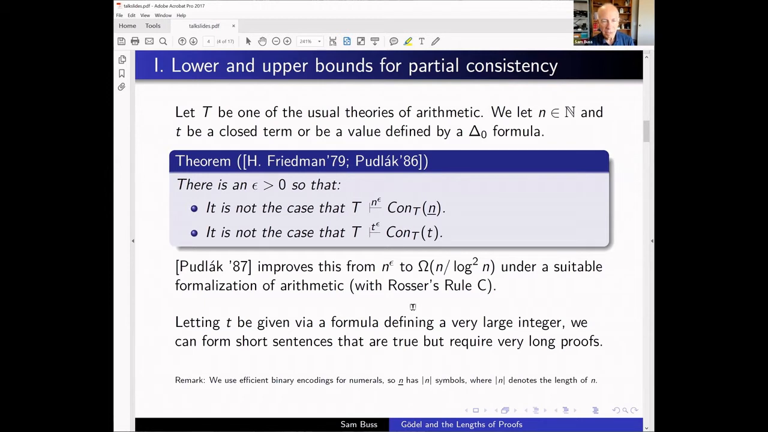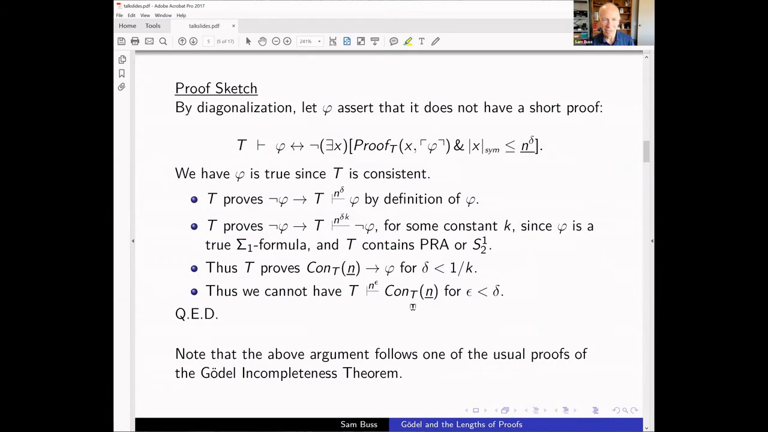Okay, so why am I introducing this in the context of Gödel's and lengths of proofs? Because this uses just a classic Gödel method of self-referentiality, saying we get a phi that says it does not have a short proof, and then we show that in fact phi doesn't have a short proof, and then we use that to show that con t of n doesn't have a short proof. We already saw this kind of argument in Sergei's talk a couple days ago, if you were here on Tuesday.